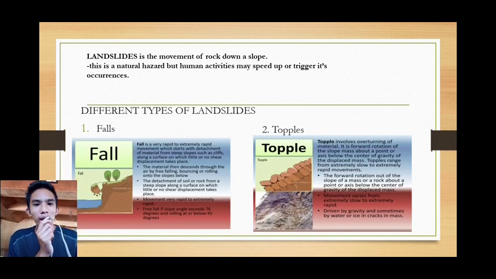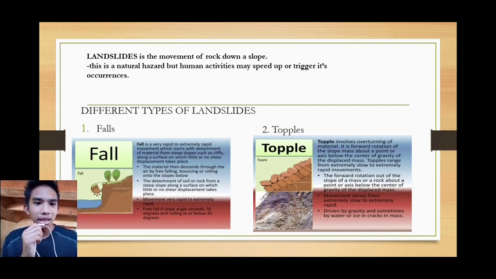So landslide is the movement of rock down a slope. This is a natural hazard, but human activities may speed up or trigger its occurrence. We all know landslide is a natural hazard, but there are human activities that speed up or trigger landslides. For example, cutting trees, overloading slopes, excavation, quarrying, and mining.